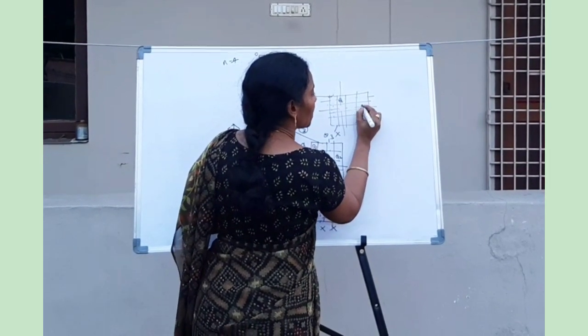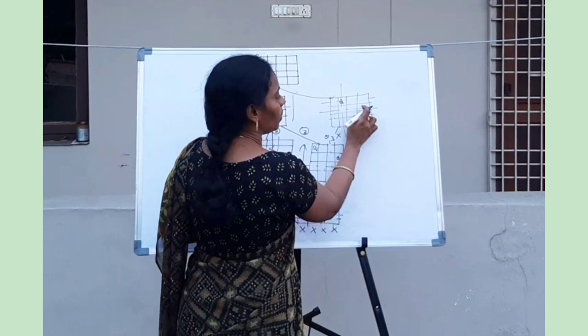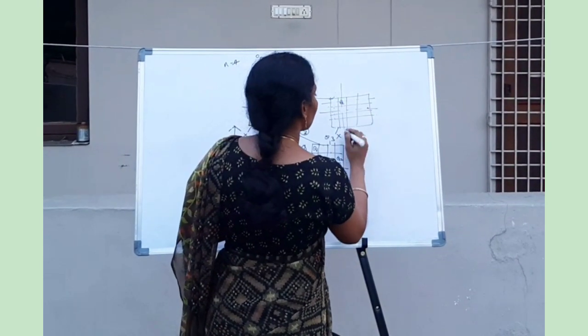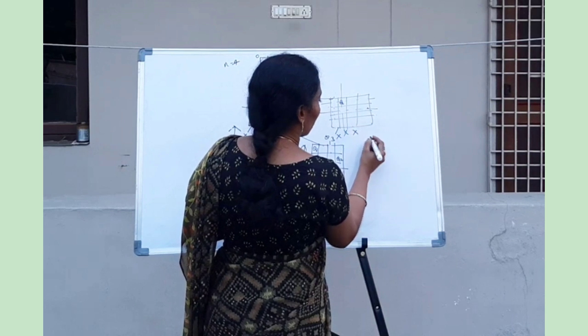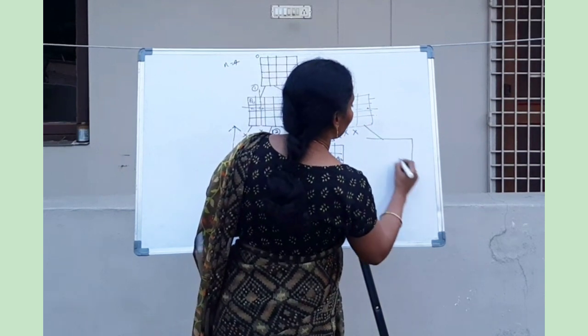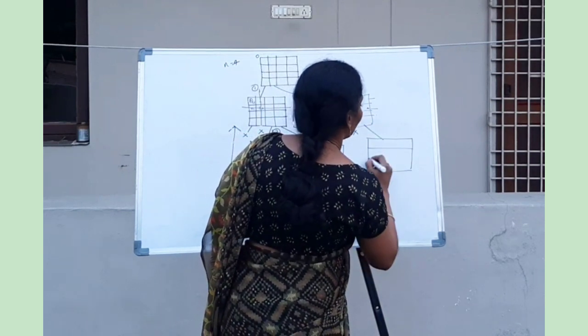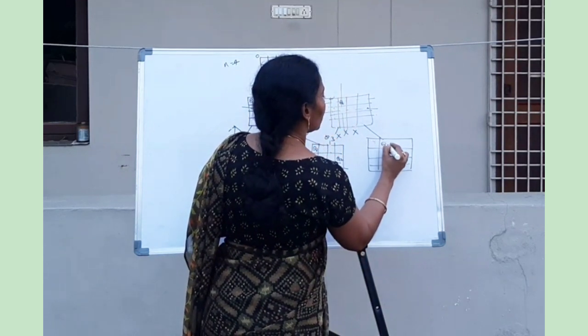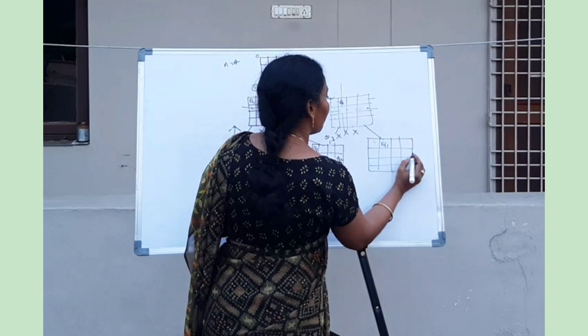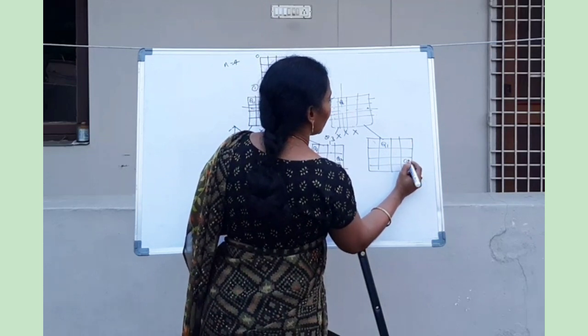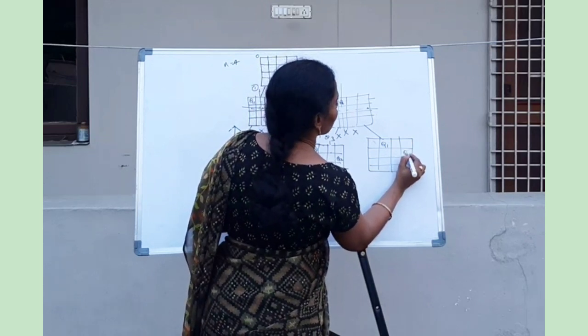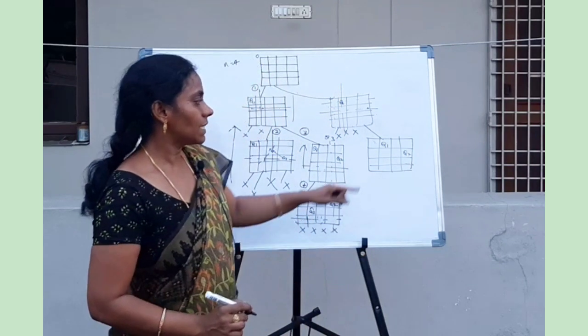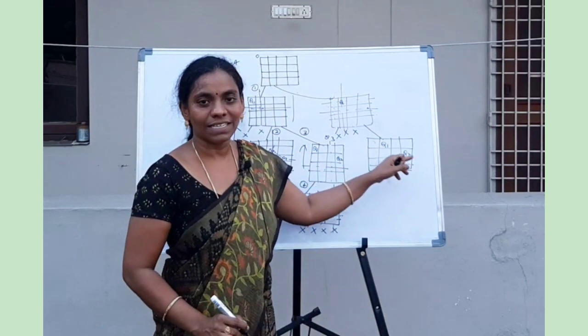This is the only possibility where I can place my queen 2 here. So this is a wrong path, and this is also a wrong path, and this is the only possibility. You can place your second queen. So you can take your first queen at this position, and then you can place your second queen at this position. So this is your queen 1 and this is your queen 2.